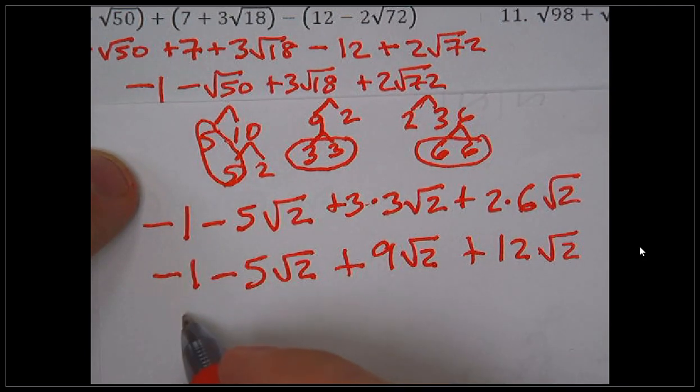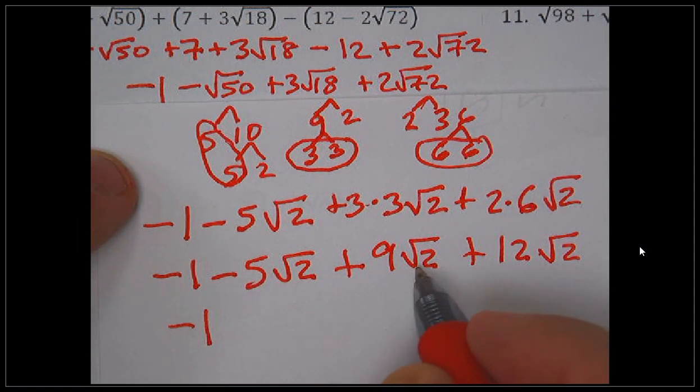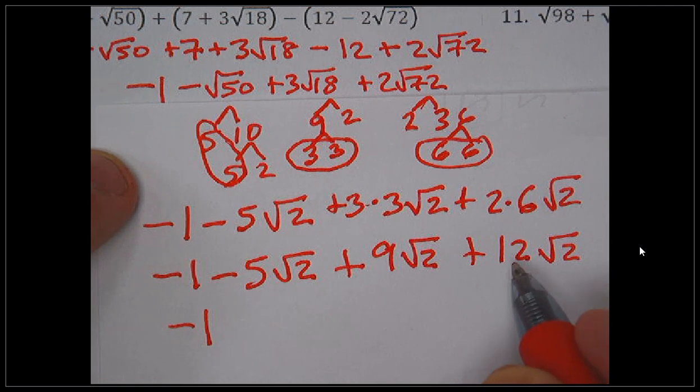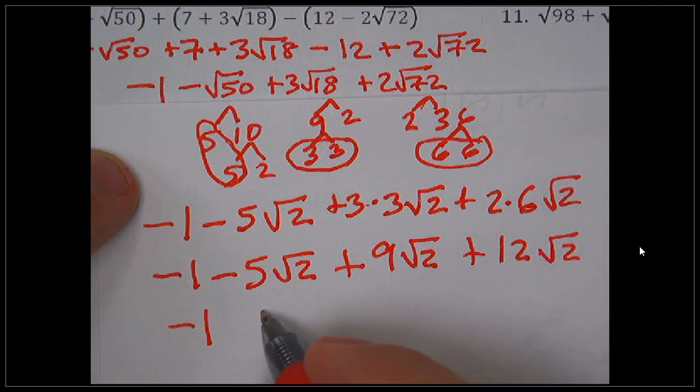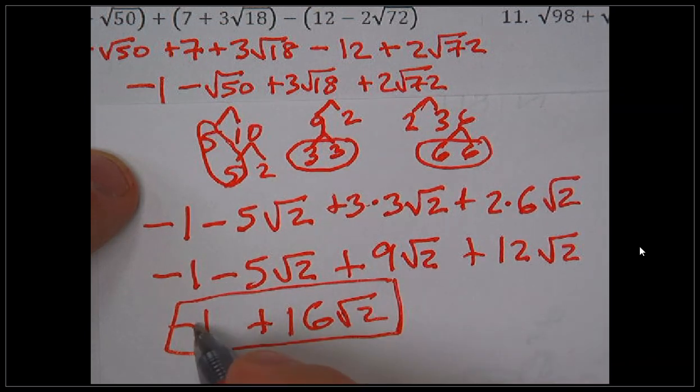Those can all be combined. So I have negative 1, negative 5 plus 9, so negative 5 square roots of 2 plus 9 square roots of 2 is going to give me 4 square roots of 2. 4 square roots of 2 plus 12 square roots of 2 is going to give me 16 square roots of 2. So I have plus 16 square roots of 2. And there you go. That's the final answer.